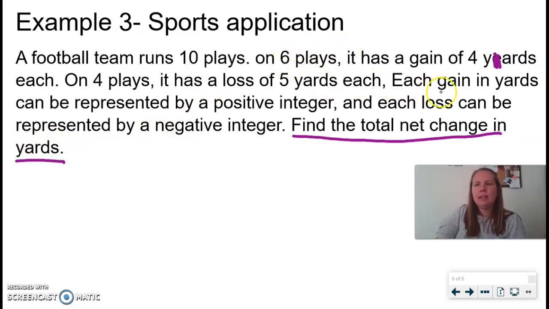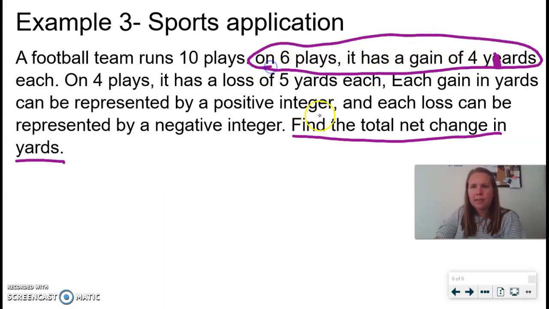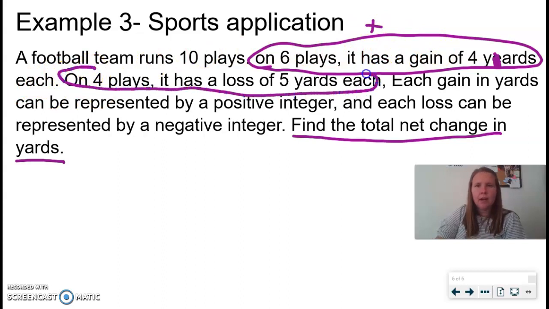So they say that each gain in yards can be a positive integer. So we're gaining, we're getting up, we're adding. So it says on 6 plays, it has a gain of 4 yards. That's going to be important. Then they say, and each loss can be represented by a negative. So this is our addition. We're adding some of this stuff. We might need to multiply too. On 4 plays, it has a loss of 5 yards each.